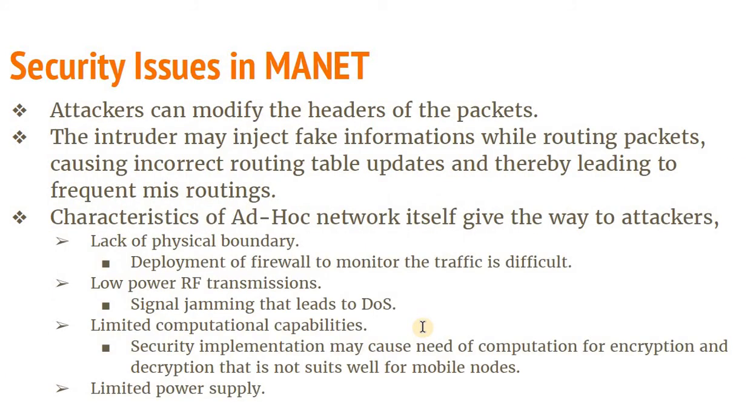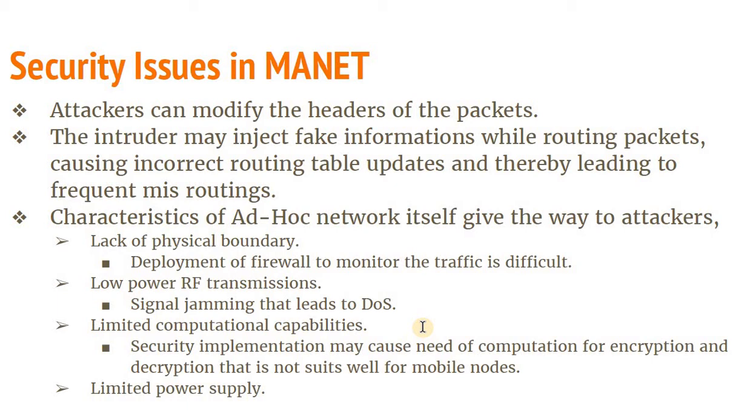Now the attacker can modify the headers of the packet. As you can see in the DSR protocol, a lot of packets have to be transmitted over the medium, and the sender node or any intermediate node has to append its identifier to the route request and the route reply packet. If there is an attacker present in the medium, the attacker can modify the headers of the packet and modify the traceback path as well as the forwarding path. This is one example.